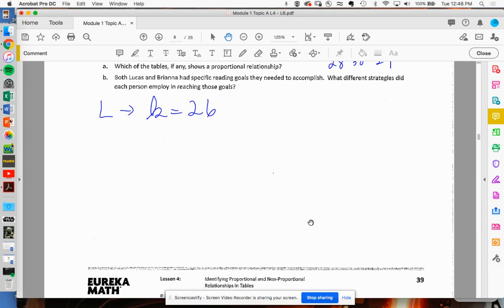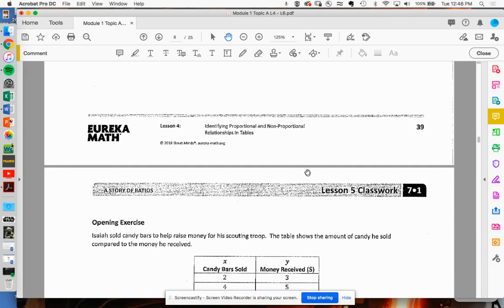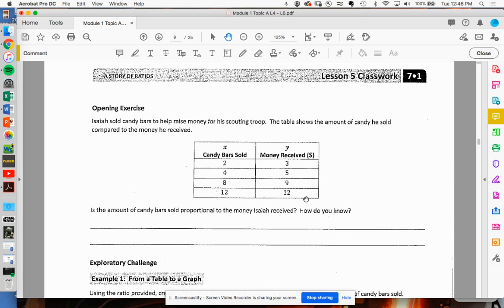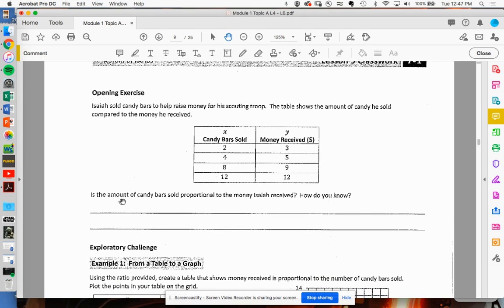No. Okay? Now, our next page. So, Isaiah, you guys know Isaiah? He's selling candy bars, trying to raise some money. It's a fundraiser. And Isaiah is trying to get some money for a scouting troop. The table shows the amount of candy he sold compared to the amount of money he received. Then we got to figure out, is the amount of candy bars sold proportional to the money Isaiah received?